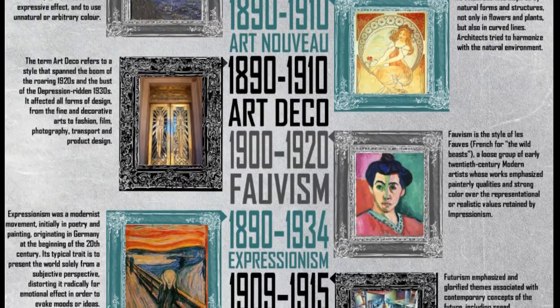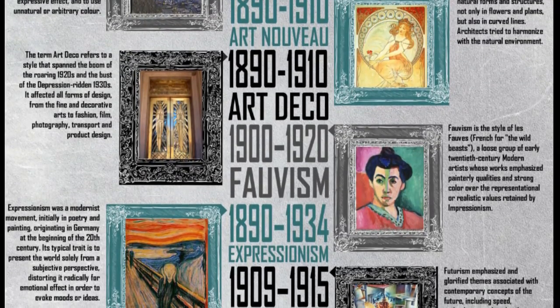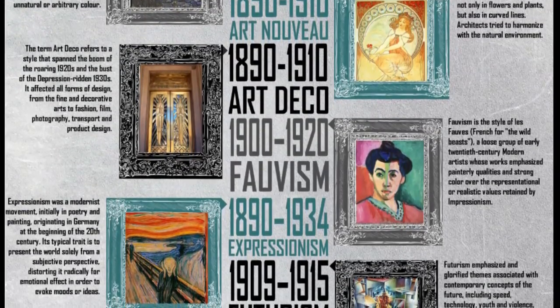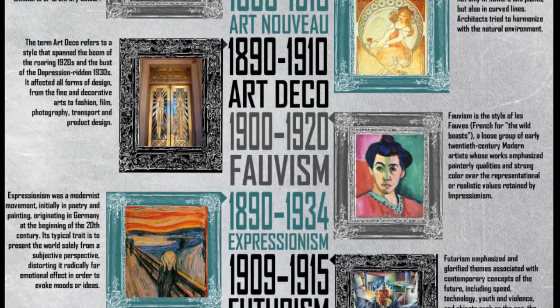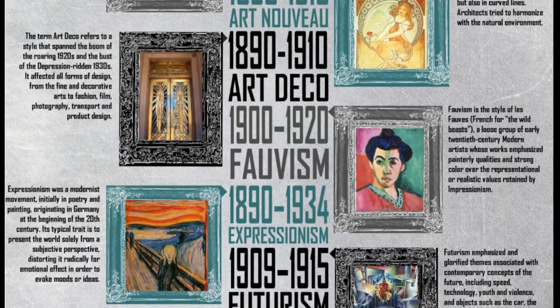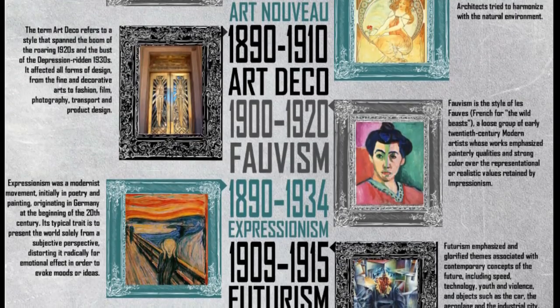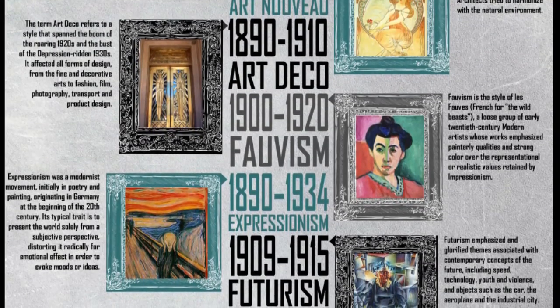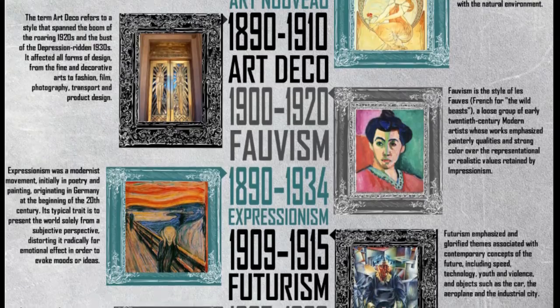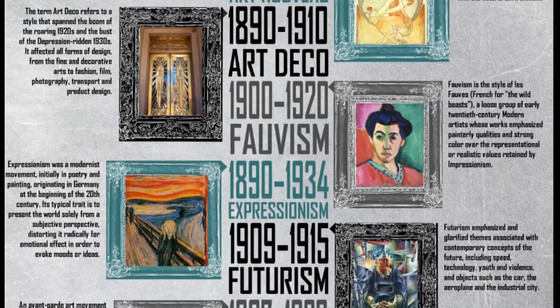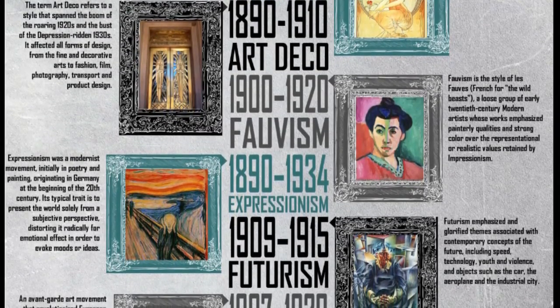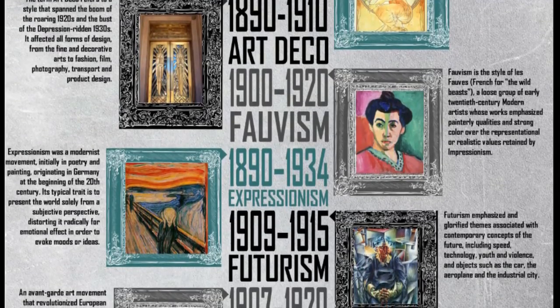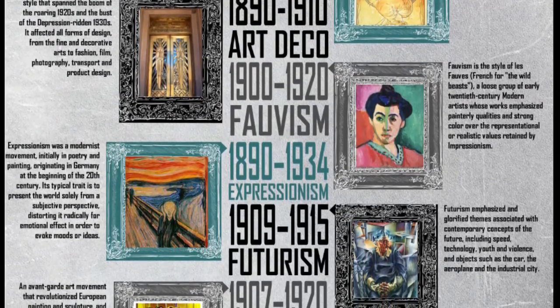Art Deco from 1890 to 1910. The term Art Deco refers to a style that spanned the boom of the roaring 1920s and the bust of the depression-ridden 1930s. It affected all forms of design, from the fine and decorative arts to fashion, film, photography, transport and product design.